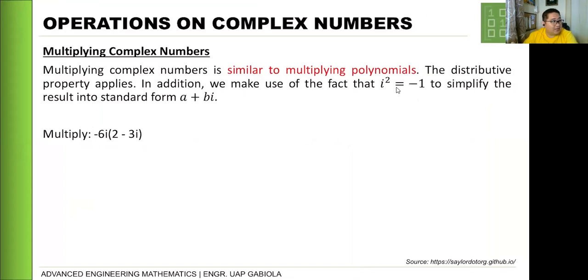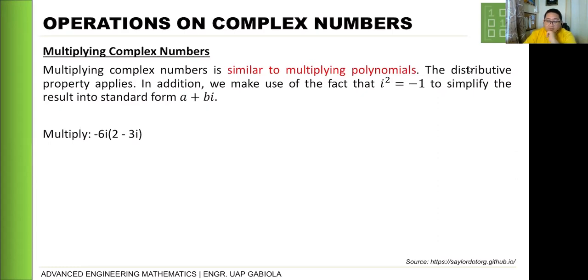And when we see an i squared dun sa ating equation, we can change that to negative 1 kasi napag-aralan natin kanina ang i squared ay equal sa negative 1 na value. Okay? And to simplify yung pinaka-result natin into the standard form na a plus bi. So let's try yung first example natin. We have multiply yung negative 6i natin to 2 minus 3i.